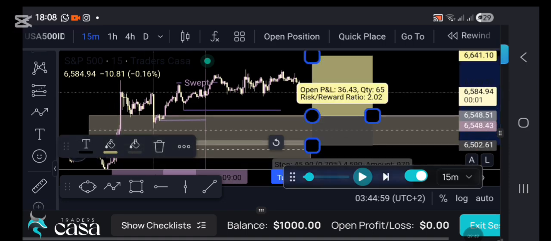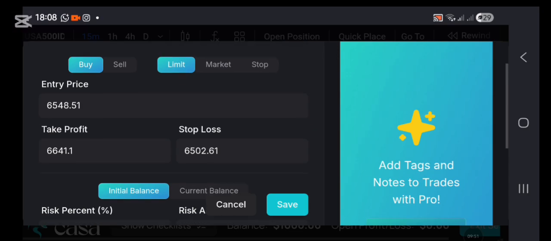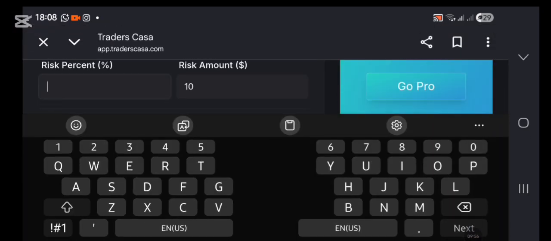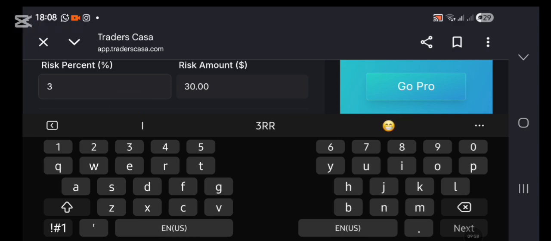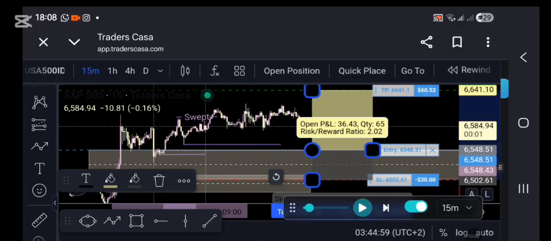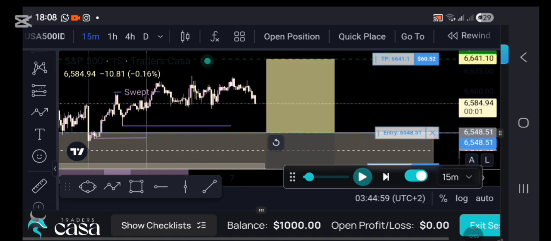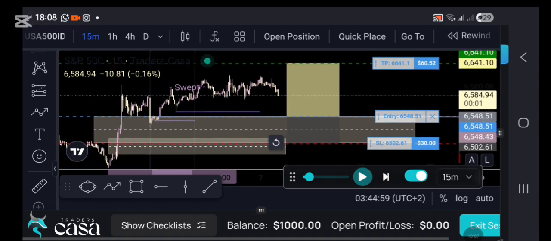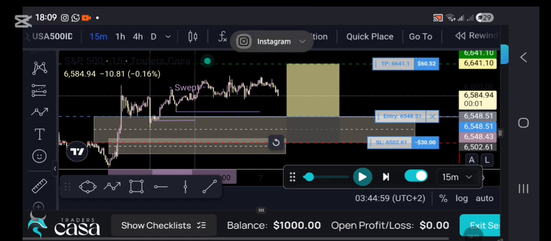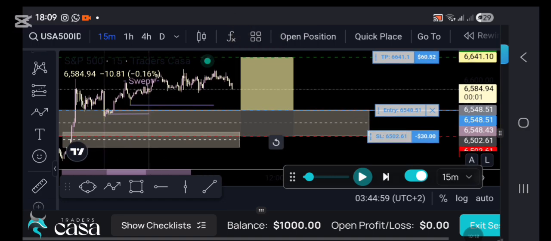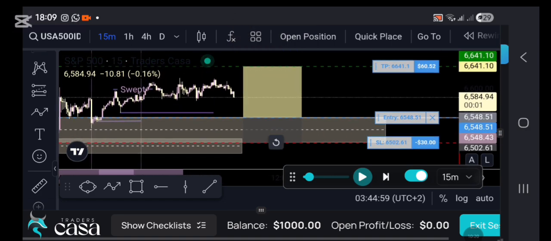Now this is the part where you need to learn risk management. Since it's $1,000, I'll risk 3% of the account. So yeah, I'll risk 3% of the account. Let's see what happens. Classy. Okay, let's see what happens. Let's play this.